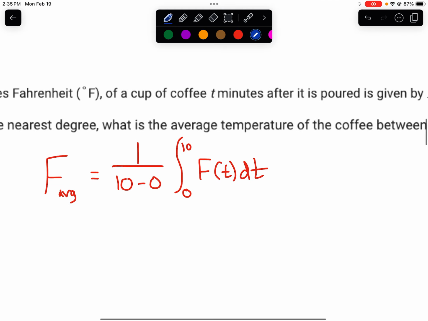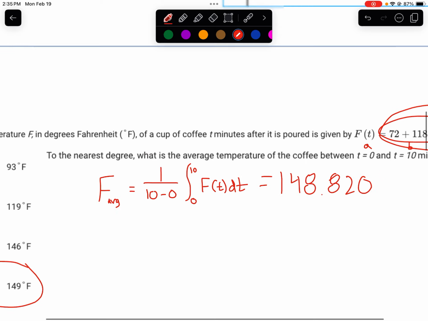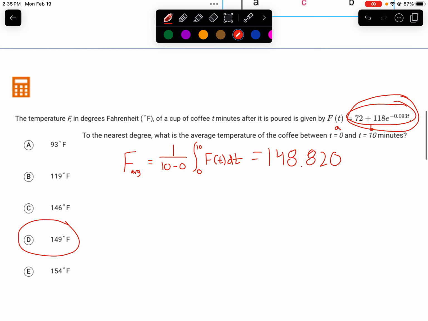If you run this, it ends up being 148.820, and then to the nearest degree, rounding up to 149.